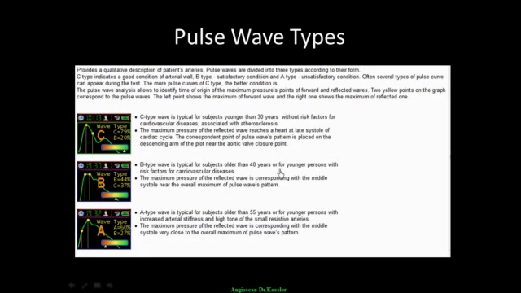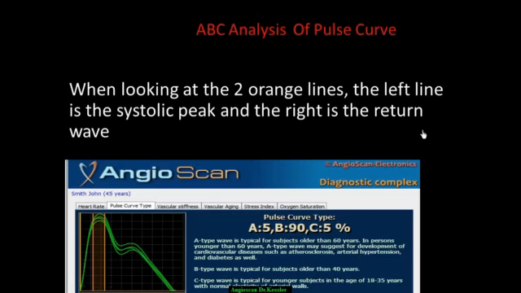And in your machine, most of us have a combination of these, but it's going to tell us which one we have the highest percentage of, what type of wave pattern. So when we look at these things, we're looking at two orange lines, this one and this one. The left line is the systolic peak, which is right there where my arrow is. And the right is the return wave that I talked about, right there.